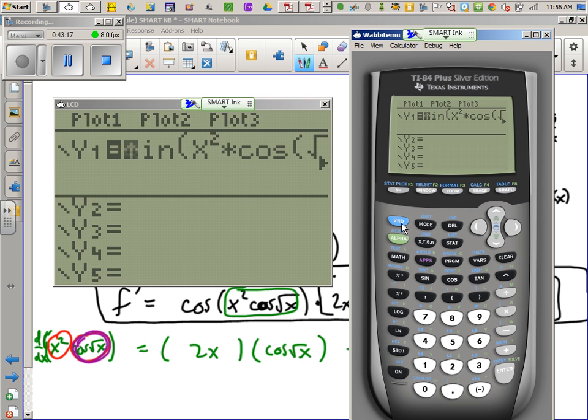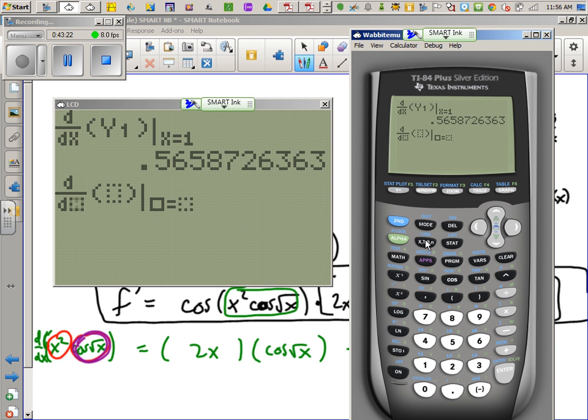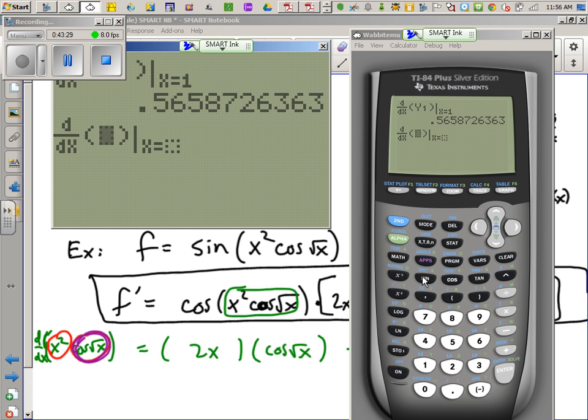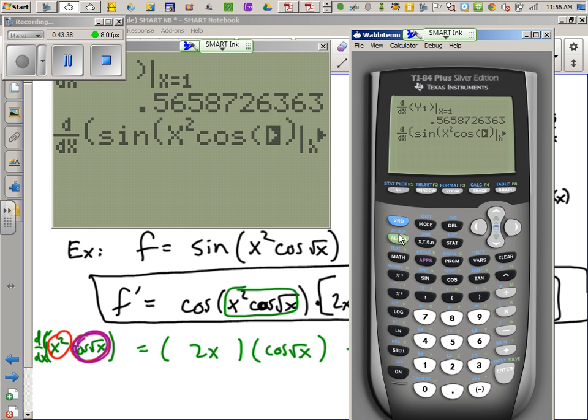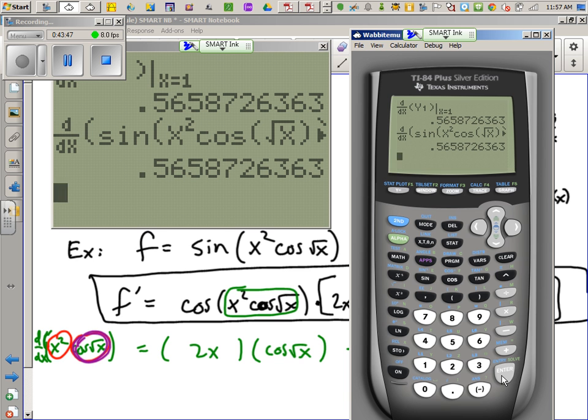Or you can just go back to the home screen, and if you're not too lazy, you can just retype it. So you can just say, okay, I'm taking the derivative with x as my variable, and then just retype the problem. It was sine x squared times cos radical x. So sine x squared, and then cos radical x. Just make sure you close your parentheses and all that, and then put the 1 over here. Same answer.